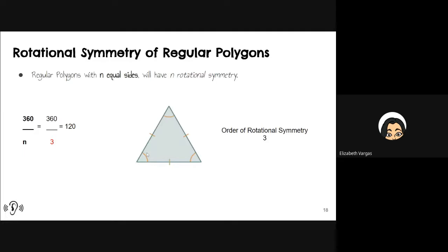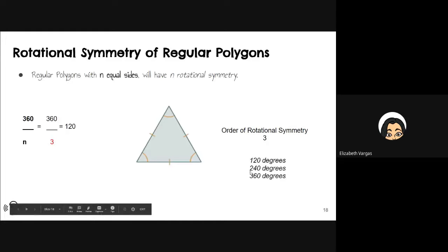And if you want to find, okay, we know that this triangle has 3 orders of rotational symmetry. What are those 3 orders of rotational symmetry? Well, we know one is 120. If we take 120 times the first side, we get 120. 120 times the second side, 240. And 120 times the third side, 360. And so there are 3 instances in which that triangle will map back onto itself: when we do a rotation of 120, a rotation of 240, and a rotation of 360.